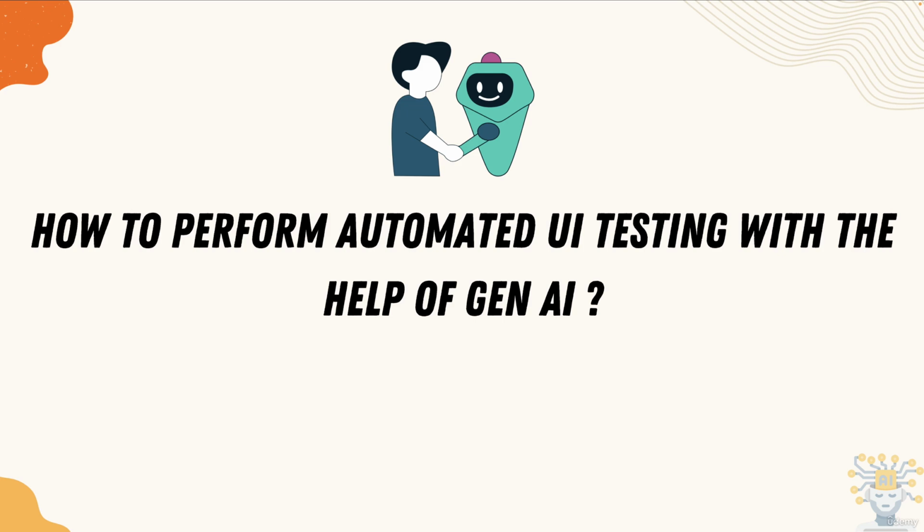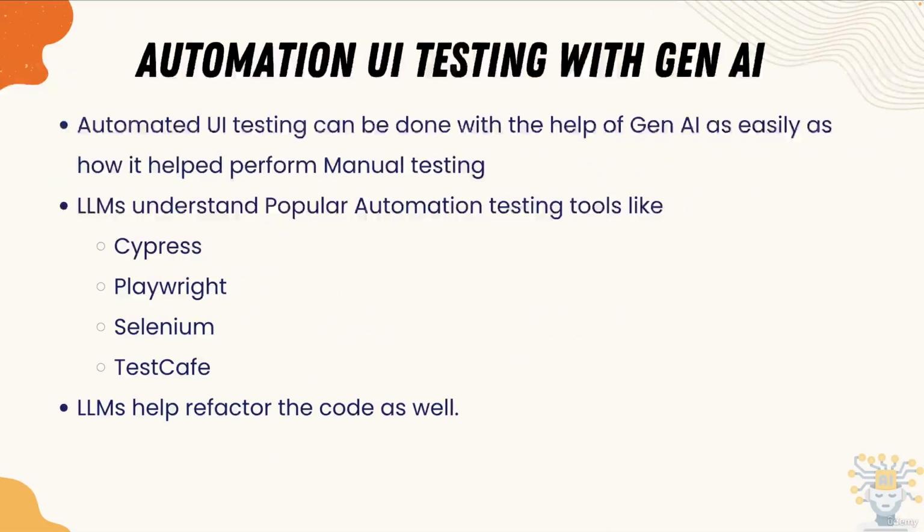We already know that automated UI testing is one of the key components of the testing phase, where it helps us reduce the amount of time that we spend as humans testing the software. But now there is also an alternative way to automate the automated test cases. So how do we actually do that? Well, automated UI testing can be done with the help of Gen AI as well, as easily as it helps to perform manual testing, which is amazing.